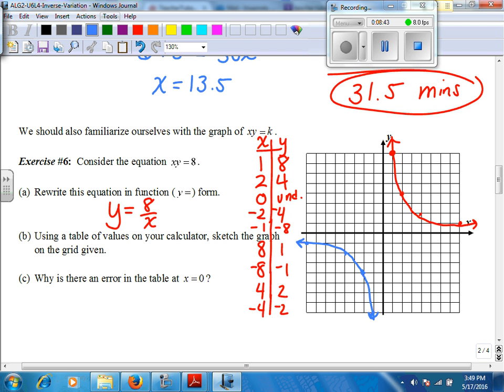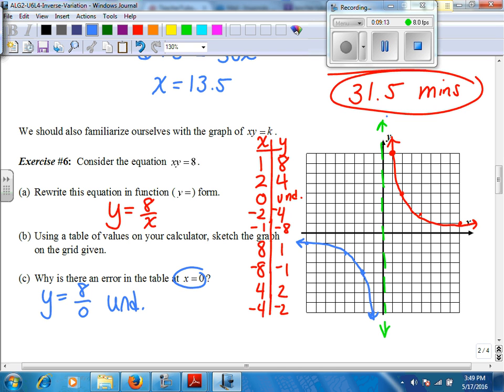And because our graph is undefined at 0, we have an asymptote there at 0, which we've talked about before. An asymptote just means it's like an imaginary wall that you can't cross. The graph can get really close to that line, but it can never cross it. Now, why is there an error there? Well, there's an error there because when x is 0, our equation says 8 divided by 0, and we know we can't divide by 0 because it makes the fraction undefined. So that's why we're getting that asymptote there.